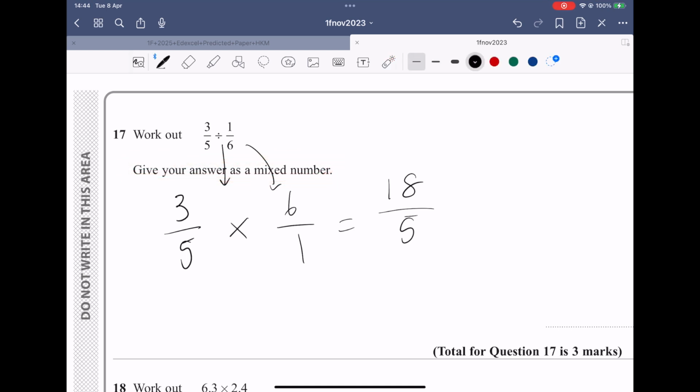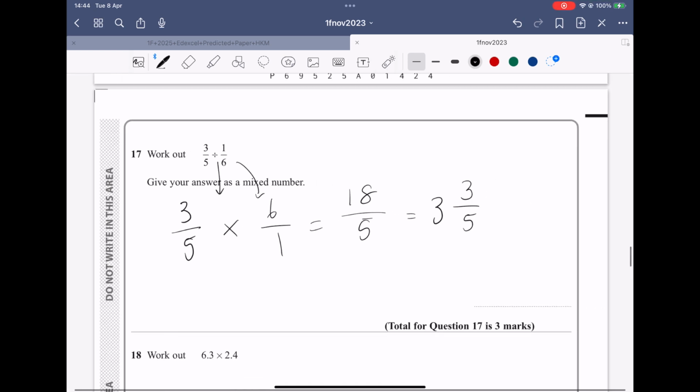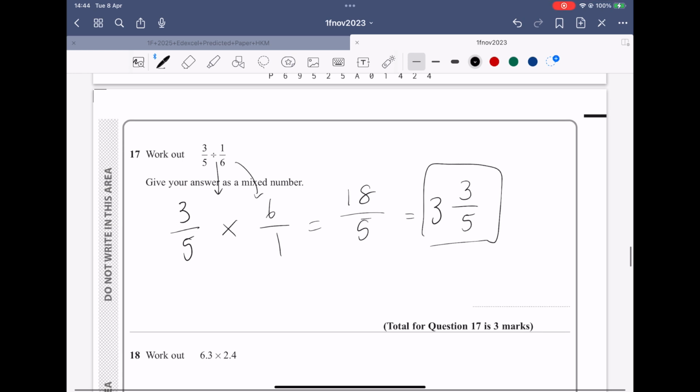So we need to convert this to a mixed number. How many 5s go into 18? Well, there are 3 5s in 18, which is 15. And then the leftovers from 15 to 18 is 3. So it's 3 and 3/5. All right. That should be pretty standard. And look, it's worth 3. No disrespect, guys, but that one's not hard. You could do that.